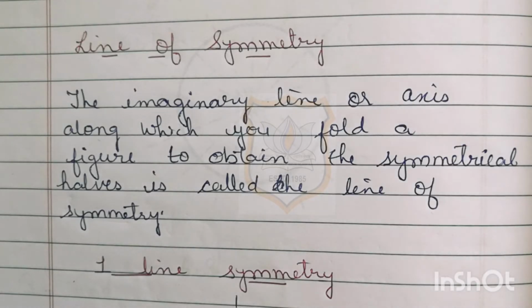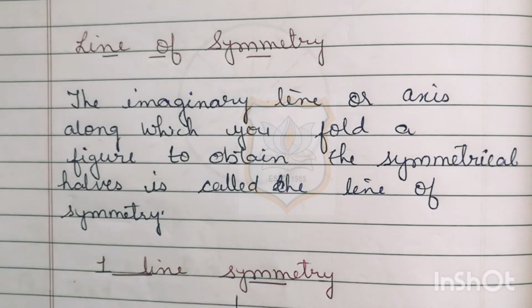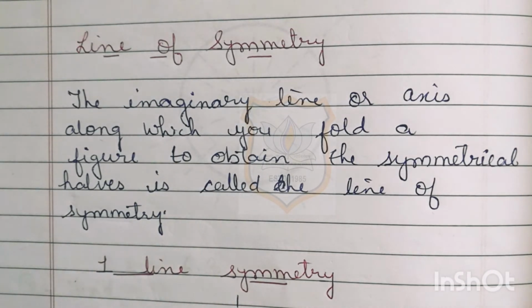Now next is line of symmetry. The imaginary line or axis along which you fold a figure to obtain the symmetrical halves is called the line of symmetry. The line of symmetry can be vertical, horizontal or diagonal. There may be one or more lines of symmetry.